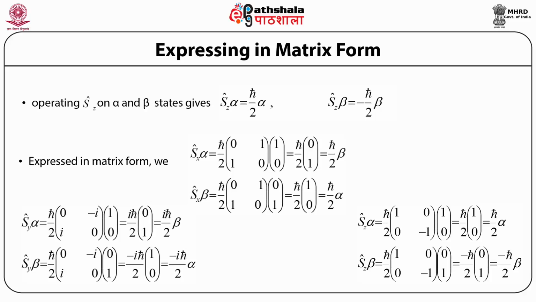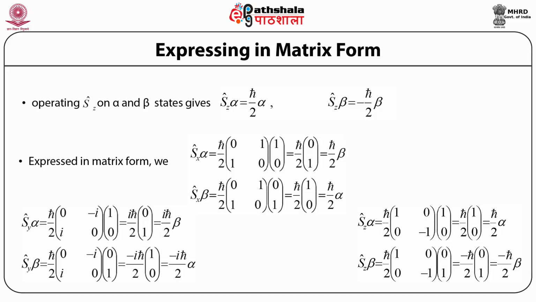Similarly, writing down the y component of the spin operator acting on the spin up state alpha, we see that this turns out to be equal to h cross by 2 times 2 by 2 matrix 0 minus i, i 0, times column matrix 1 0, and this turns out to be equal to iota times h cross by 2 times column matrix 0 1, and this is equal to iota times h cross by 2 times eigenstate beta.